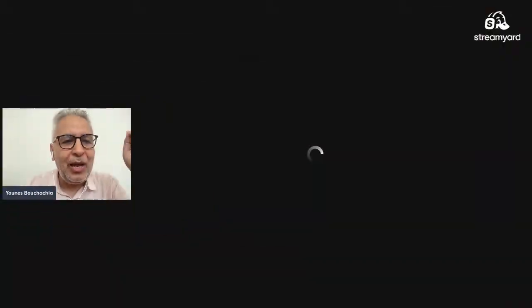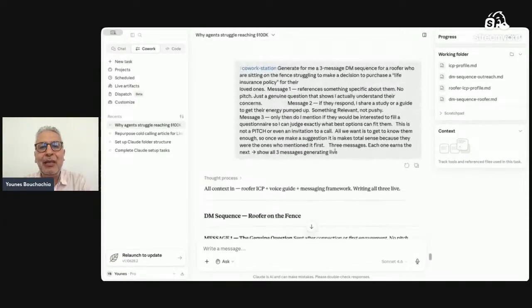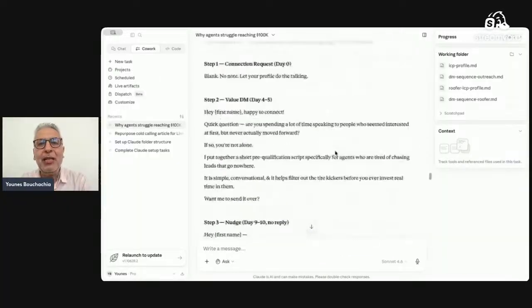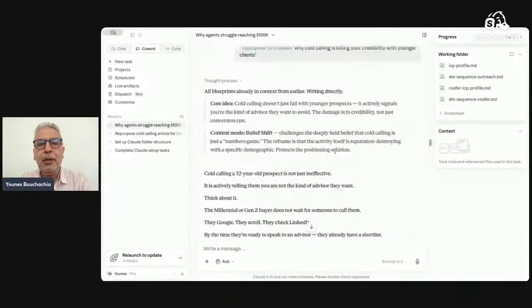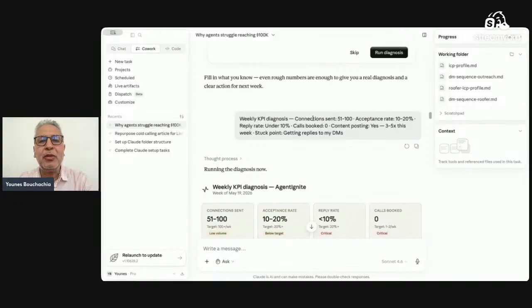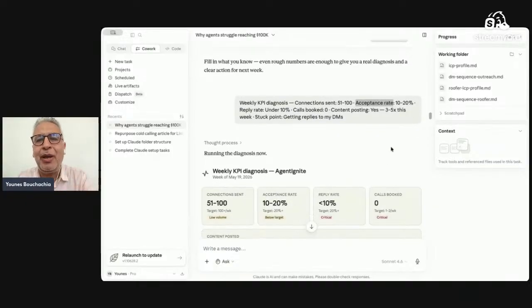And finally, before I let you go, I want to make sure that you understand exactly how the diagnosis works, so I can give you a quick understanding. So bear with me, here it is. What we did here: weekly KPI diagnosis, connections sent 51, acceptance rate 10. I did just an experiment so I can show you. Acceptance rate 10-20%, a reply rate, and there's 10%, calls booked 0, content posting 3 to 5 times. The sticking point is getting replies to your DM.